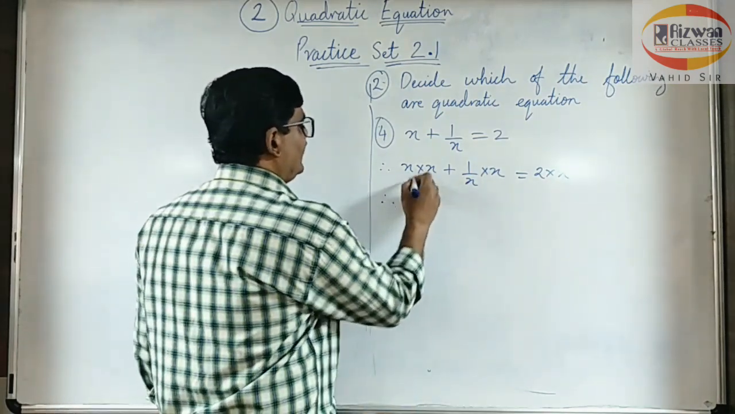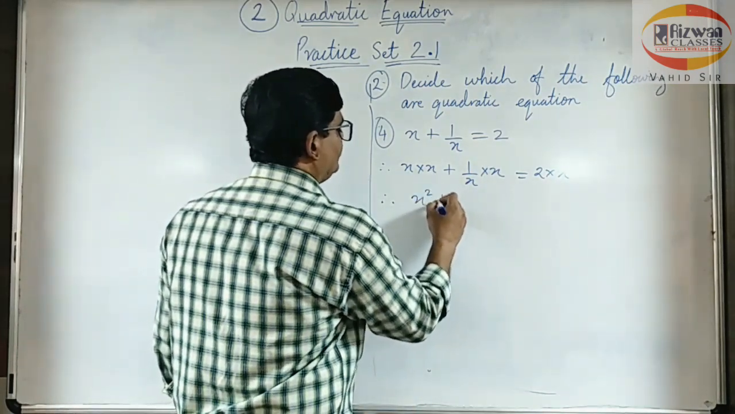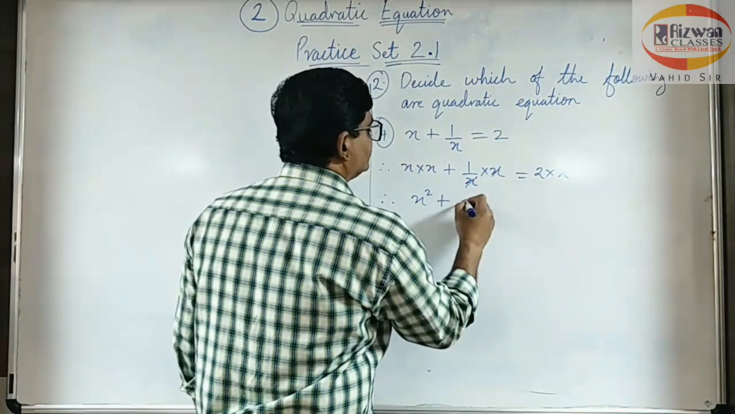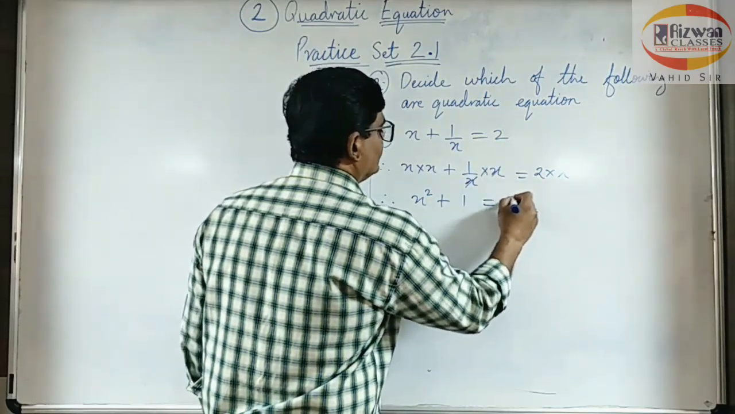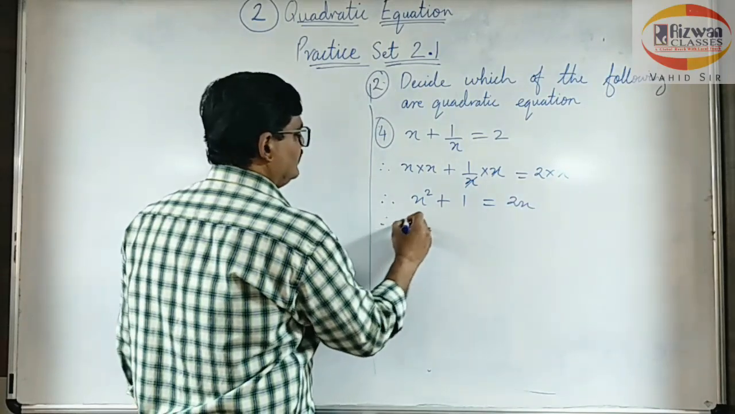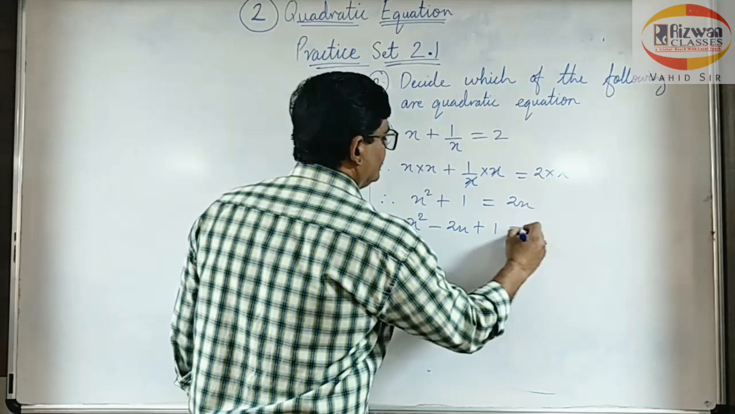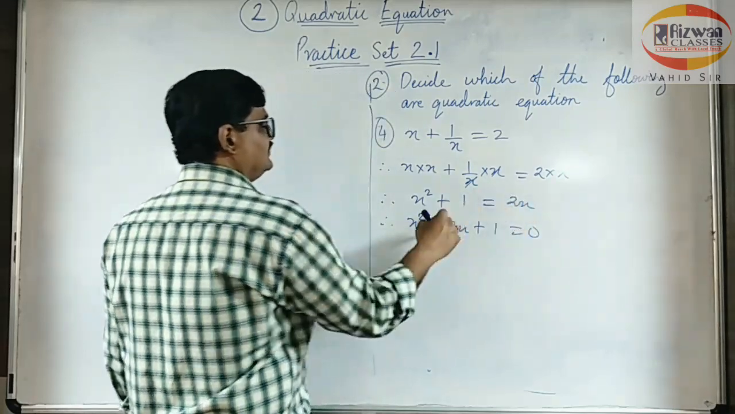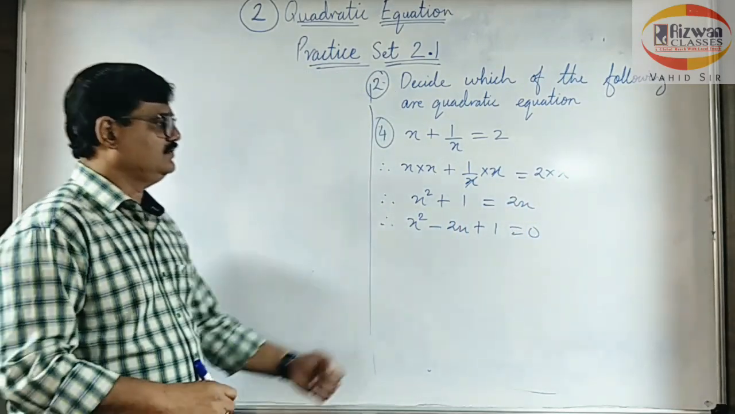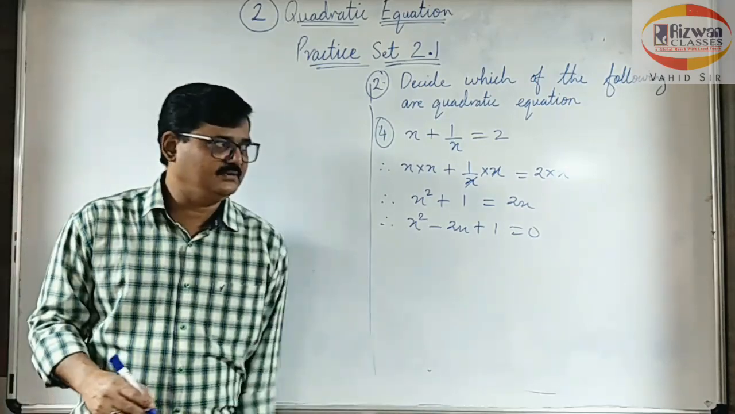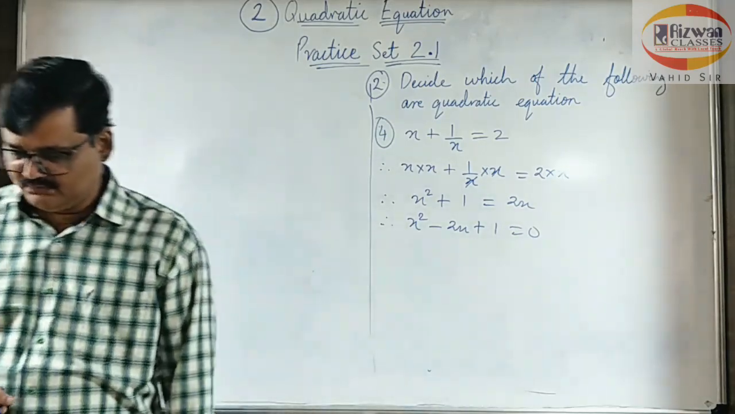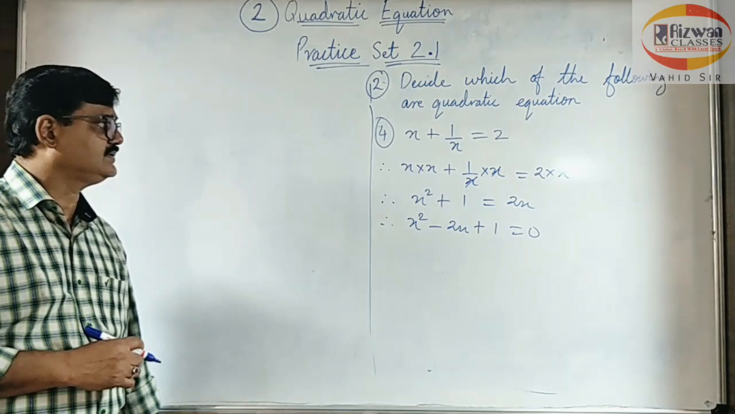So when you multiply x into x, you will be getting x square, plus x will get cancelled. You will be getting 1 is equal to 2x. Now I will try to get it into the standard form: x square minus 2x plus 1 is equal to 0. Can you see that plus 2x comes to this side as minus 2x? And over here there is one variable, and the highest index is 2.